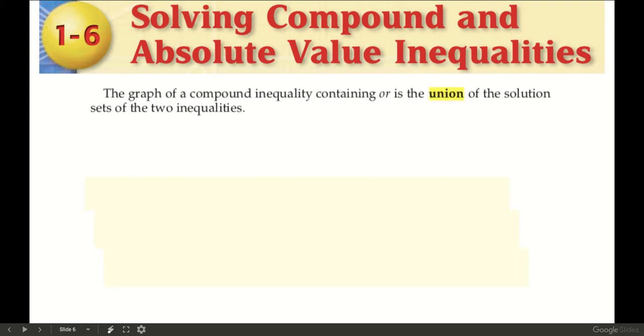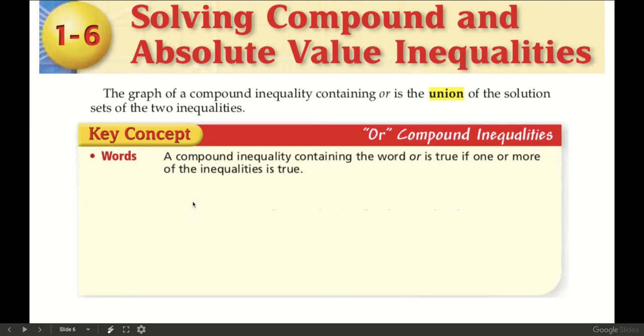So the graph of a compound inequality containing or, so now we've talked about the and, let's talk about compound inequalities that have or, is the union of the solution sets of the two inequalities. So our and statements was the intersection, our or statements is the union. So, or compound inequalities is when a compound inequality containing the word or is true if one or more of the inequalities is true. So this one, it doesn't have to fulfill both requirements. It only has to fulfill one of them.